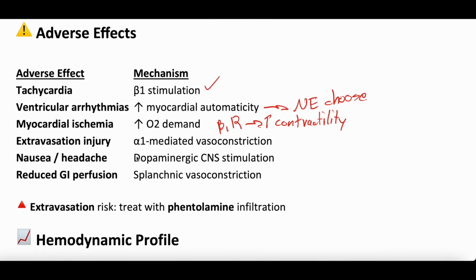Nausea and headache. Dopamine can cause nausea and headache through CNS stimulatory effects. Reduced GI perfusion. It vasoconstricts the splanchnic circulation, the circulation around the bowels. That can cause reduced GI perfusion, which can lead to mesenteric ischemia. Again, many vasopressors, norepinephrine and vasopressin, do this too, although dopamine is definitely a culprit.